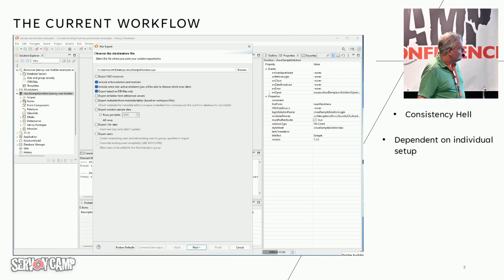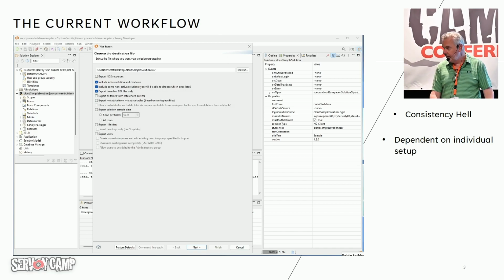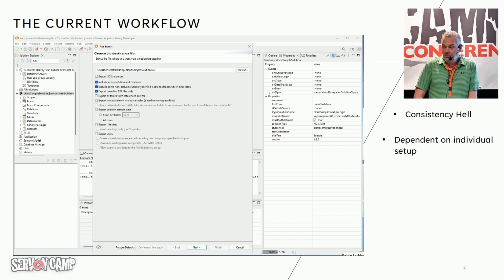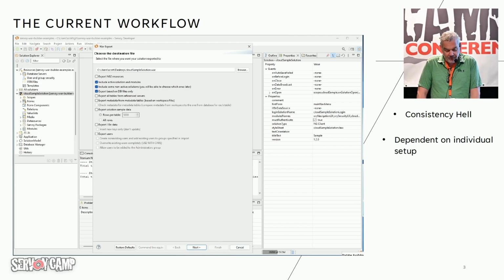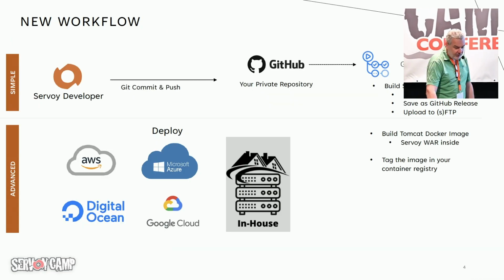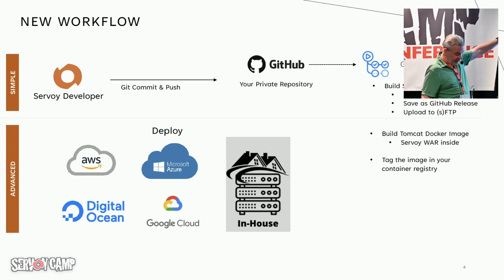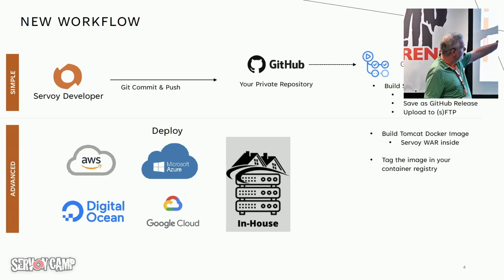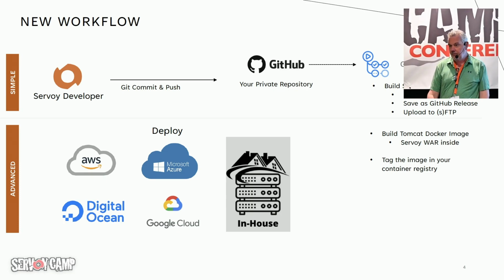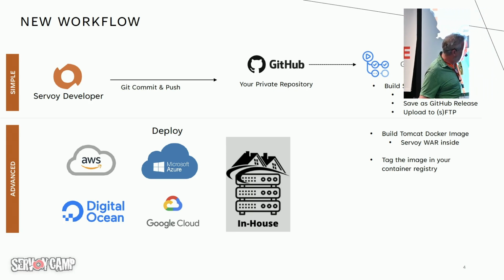And yeah, so it's not always consistent, and it really depends on the local computer that you're running this on. I mean, generally it produces okay builds, but it's not always consistent depending on your computer. So then Scott came up with a way, essentially, to do two kinds of builds. A simple one, so you're in Servoy Developer, you do a commit and a push, goes to your private or public GitHub repository, and then using GitHub Actions, it does all that process.